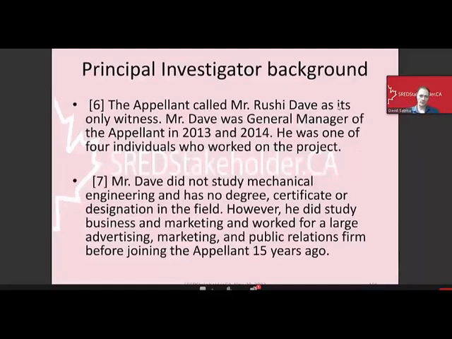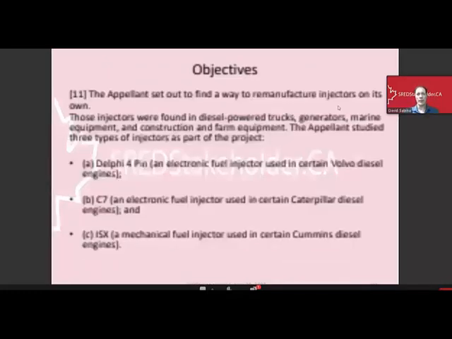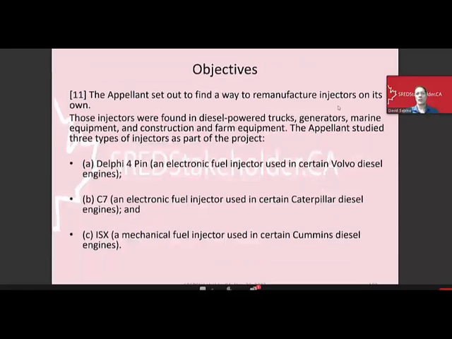So the judge noted that Mr. Dave, who is the appellant here, who is the general manager of the company, which was started by his father, didn't have any background in mechanical engineering. His background was in business and marketing, so that should raise a red flag right there. What the appellant wanted to do is figure out whether they could manufacture or remanufacture injectors from different companies, Volvo, Caterpillar, and Cummins.